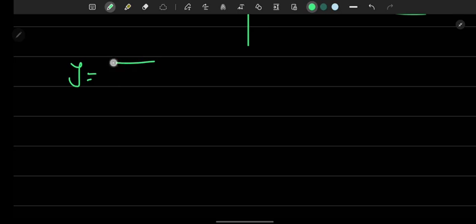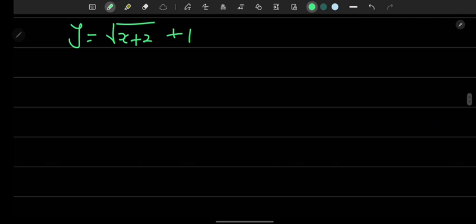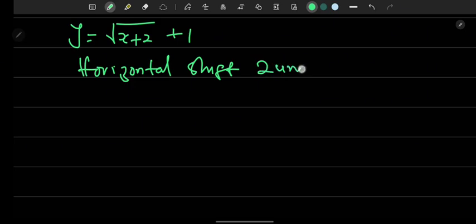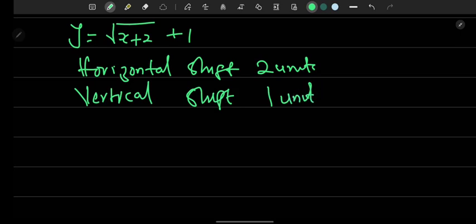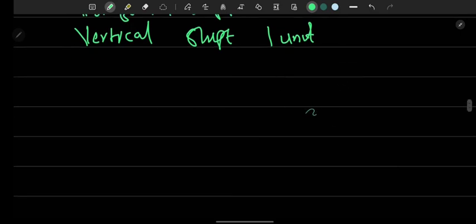Say we have square root of x plus 2, then plus 1. When you look at this, we have a horizontal shift of 2 units, and 2 units to the left because of the plus. Then we have a vertical shift of 1 unit, and plus 1 here implies 1 unit above the x-axis. If it is negative, that means below the x-axis. Okay, so let's get that now.